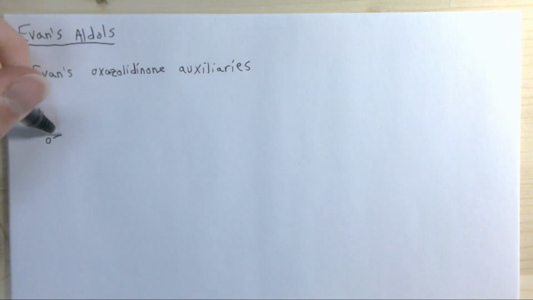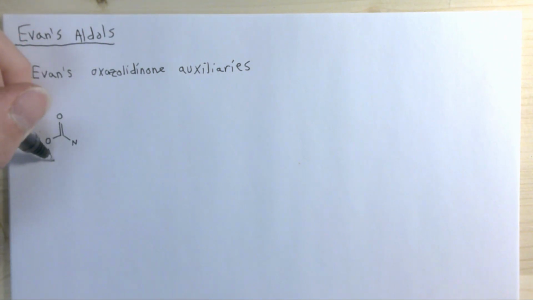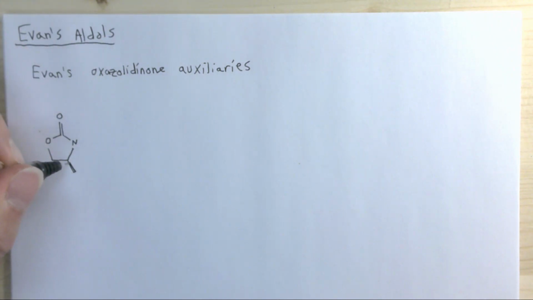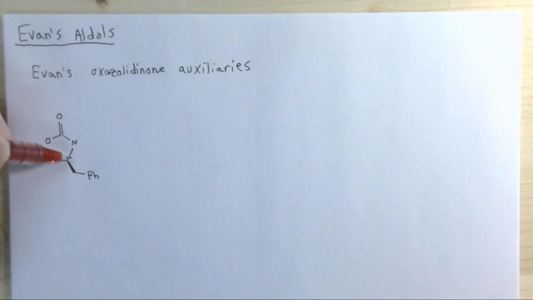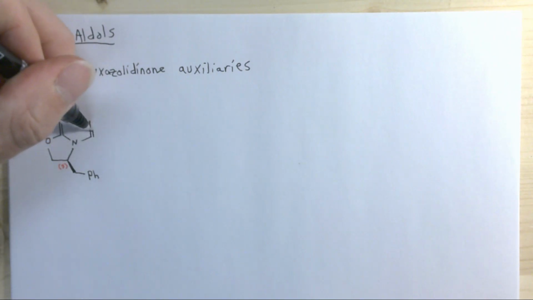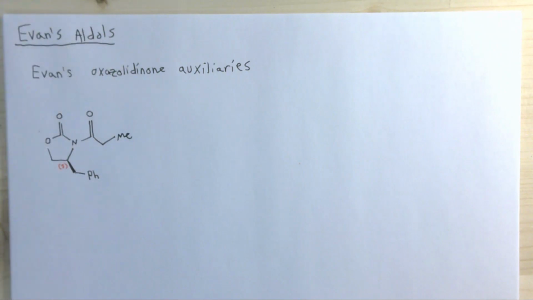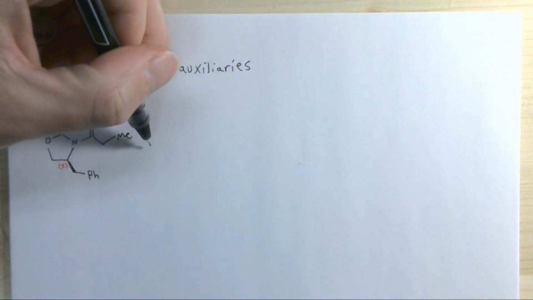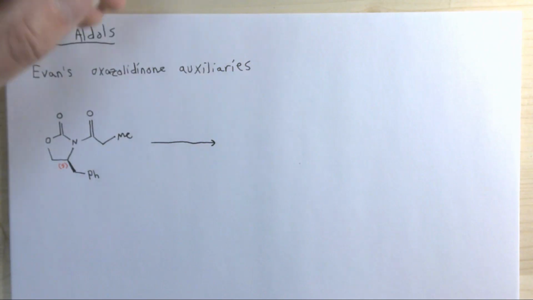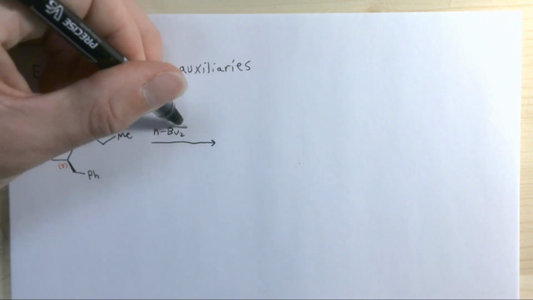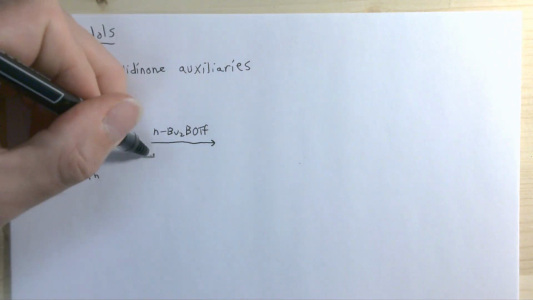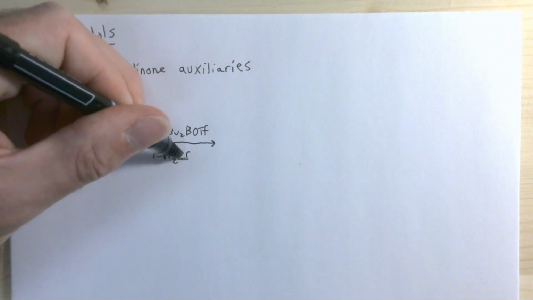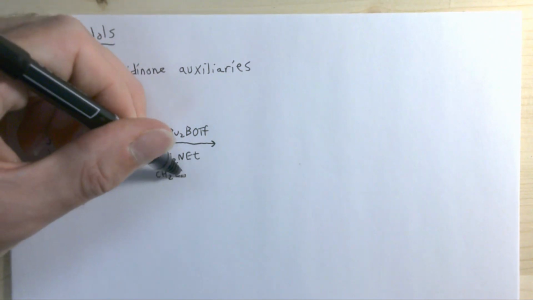So let's say we are going to have this Evans auxiliary here. I'm going to use the benzyl one. And I'm going to use the S-configured auxiliary, and that's because I'm going in this direction here, so this is S-configured. And I'm going to have it attached to this ethyl substrate right here. Now, when we form enolates from the Evans substrates, I'm going to use the dibutylboron Lewis acid. In this case, we use Hünig's base in methylene chloride.